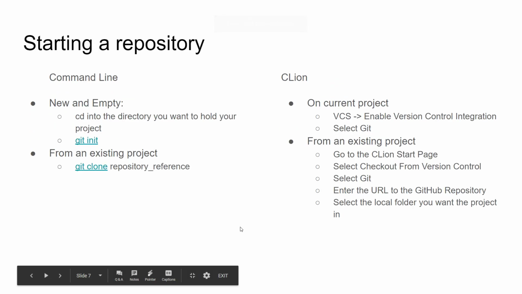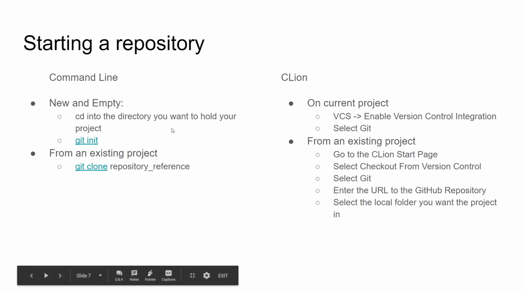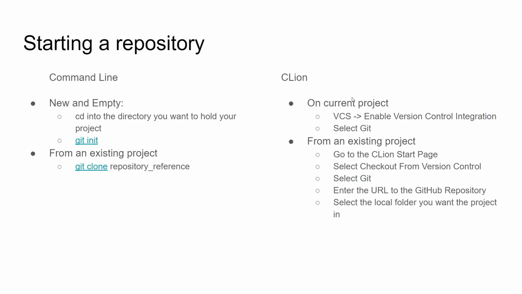So I'll show you how to do a couple of these different things in both CLine and on the command line. If you want to create an empty repository, you just do git init, or if there's already some project that you know that you want to be using and you want to do your own modifications, it'd be git clone. Here, the first thing that you would do would be to make a directory where you want to hold your repository. For CLine, once your project is up and running, version control, enable version control integration. It'll start up Git for you.